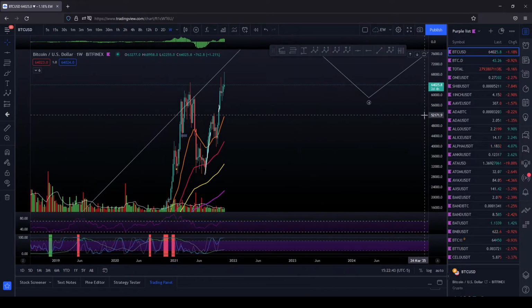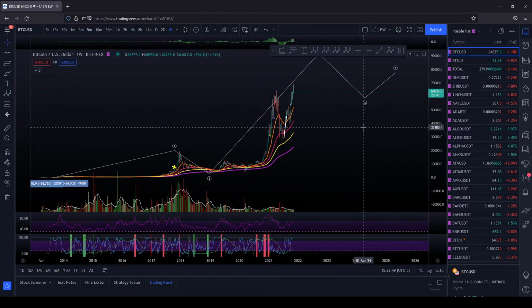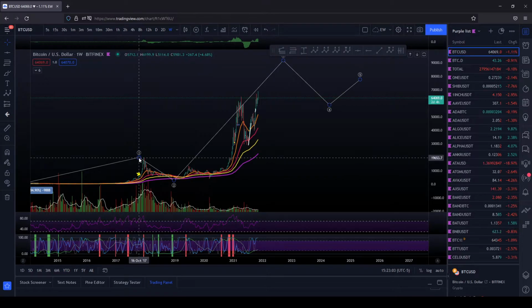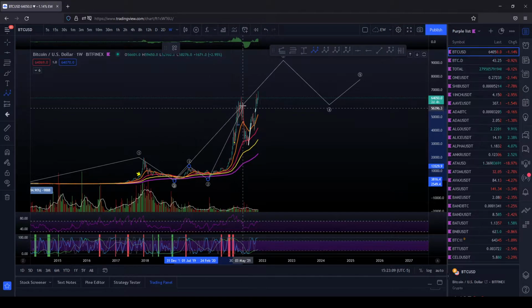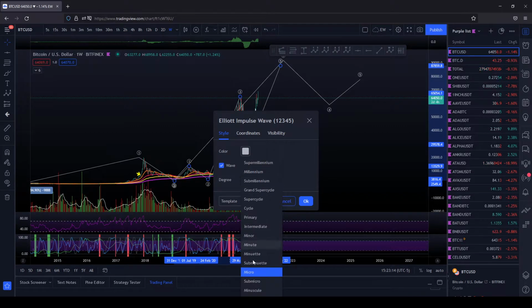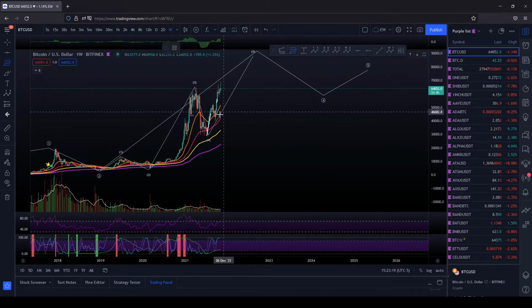So let's see here. Doesn't matter where you put these waves. Like you can't place them without drawing your support and resistances and your fibs. So I just place them wherever for now. So basically what you want to take is the entire structure. So you have some subwaves right here. This is 1, 2, 3, 4, and 5 is not done yet. All right.